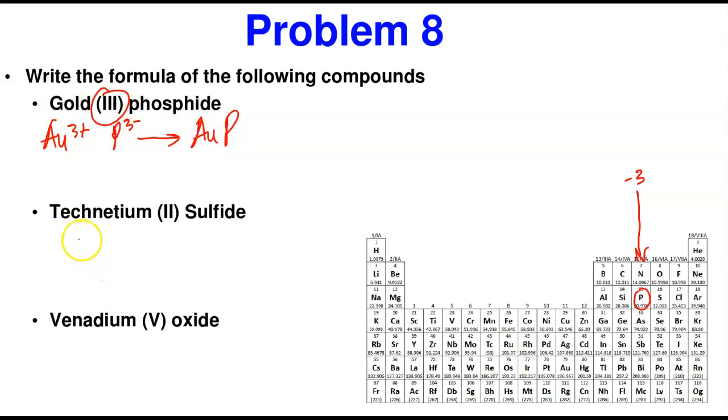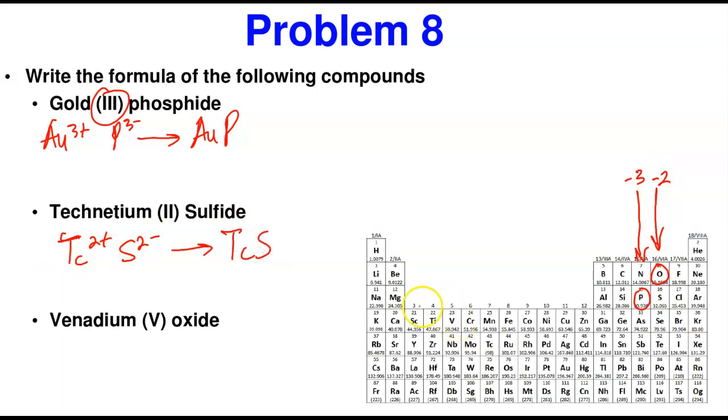Again, technetium 2. Technetium here is Tc. It is 2 plus. Sulfur again is in this group. They have a charge of what? -2. So this is 2 minus. Since they're equal, what do we do? Just bring them down. It's going to be TcS.